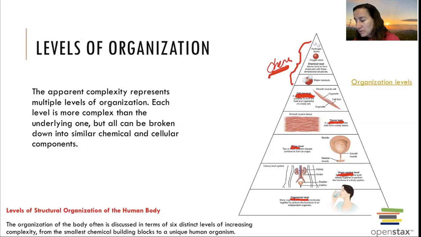So these are our levels here: chemical, cellular, tissue, organ, system, and organism. So we've got 6 levels of organization in this textbook that I want y'all to know and love and know the difference of. Know who's the biggest to smallest.